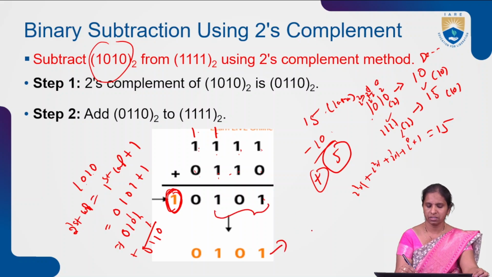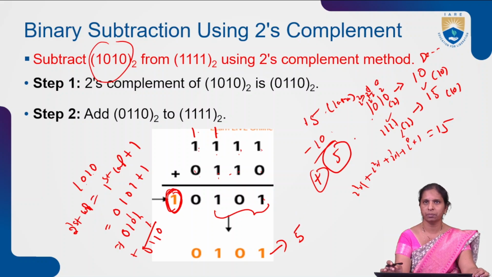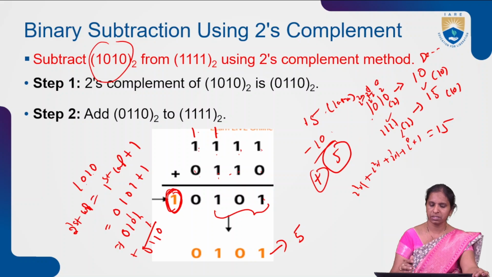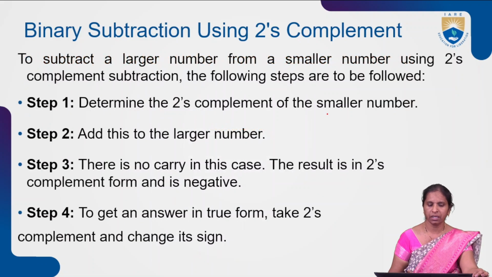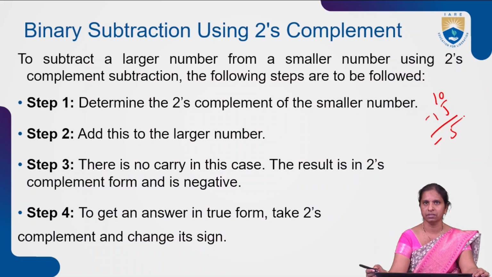Therefore, what is this 0101 in the decimal number? Nothing but 5. Therefore, 15 minus 10 equals 5. This is binary subtraction using 2's complement when you are subtracting a smaller number from the bigger number. And the second case we are taking here is subtraction of a bigger number from a smaller number. So for example, 10 minus 15 you are doing, what is the answer you have to get here? Minus 5.